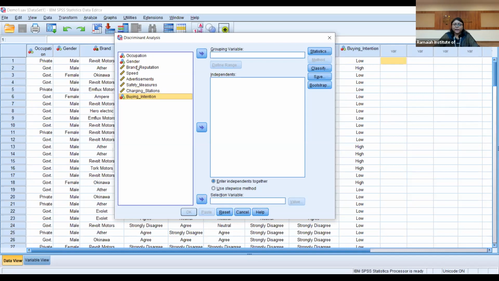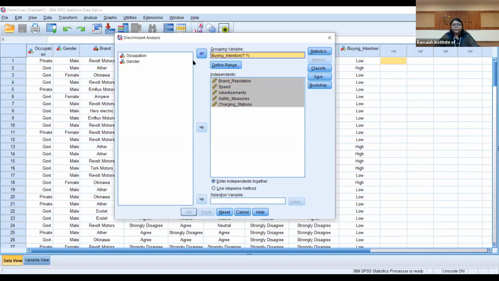So based on this, I'll consider all these independent variables and I'll consider the buying intention as the grouping variable. Once I give it in the grouping variable, I told you we have to define the range, that means I have to define how many groups there are. In this case, because I have considered 1 and 2, I'll give the same values here.